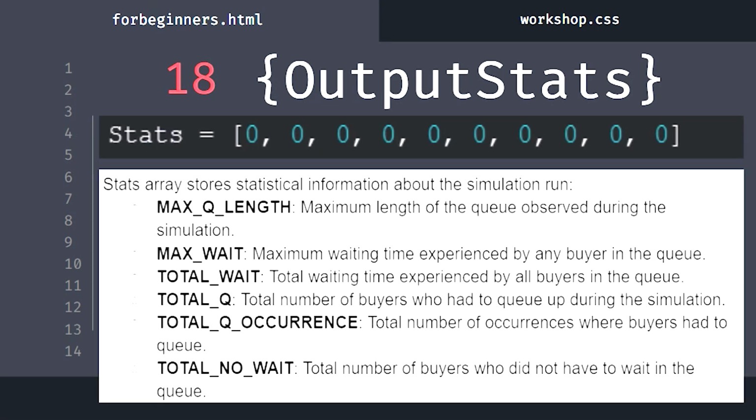Furthermore, total queue and total queue occurrence are not outputted by the subroutine. Instead, these two statistics are used to calculate an average queue length by dividing the total number of buyers that had to queue up during the simulation by the total number of occurrences where the buyers had to queue. This average queue length value is outputted to 2 decimal places.